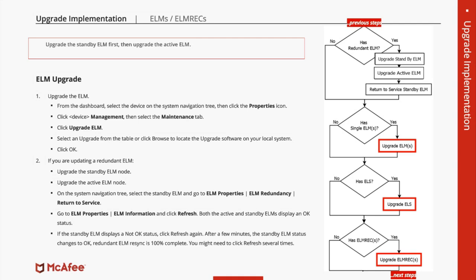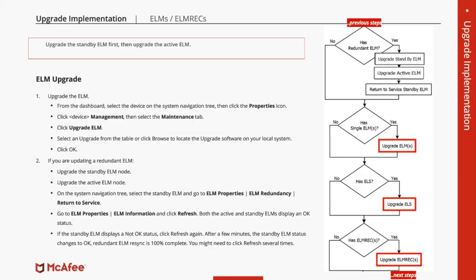Once that's done, you can verify on the system information page that both of those ELMs are in a good state. If you have just a standalone ELM, you're just going to do the easy process of going into the device management, and then the maintenance tab, and just upgrading the ELM as normal. Then you can move on to your ELSs, and finally your combo receivers.